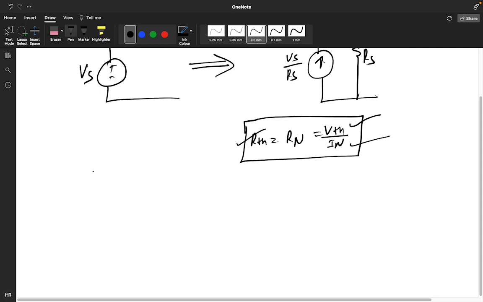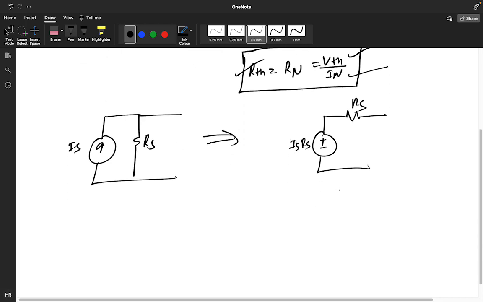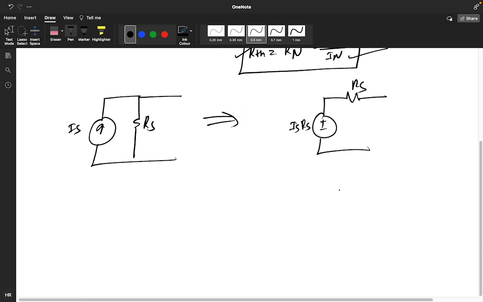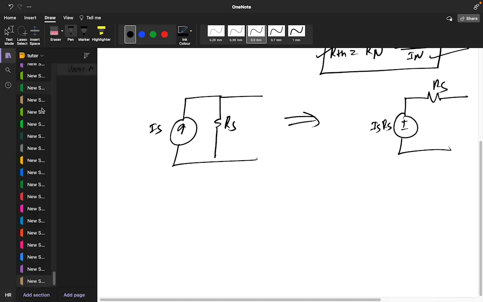Okay. So if you have a current source like IS here, and a resistance RS here, you can convert it into the form of a voltage source: plus or minus IS into RS, in series with RS. So this is the source transformation concept.